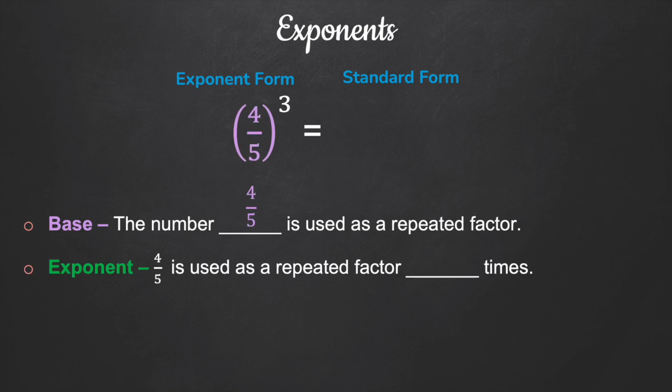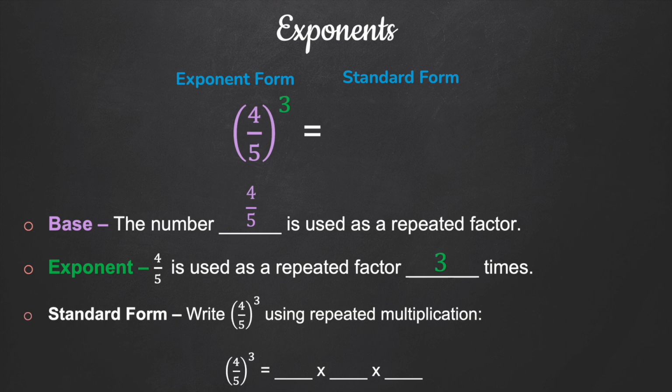For our exponent, 4 over 5 is used as a repeated factor blank times. That would be 3 because our exponent is 3. And now to write this in standard form, we have to write 4 over 5 cubed using repeated multiplication. So 4 over 5 cubed is equal to 4 over 5 times 4 over 5 times 4 over 5.